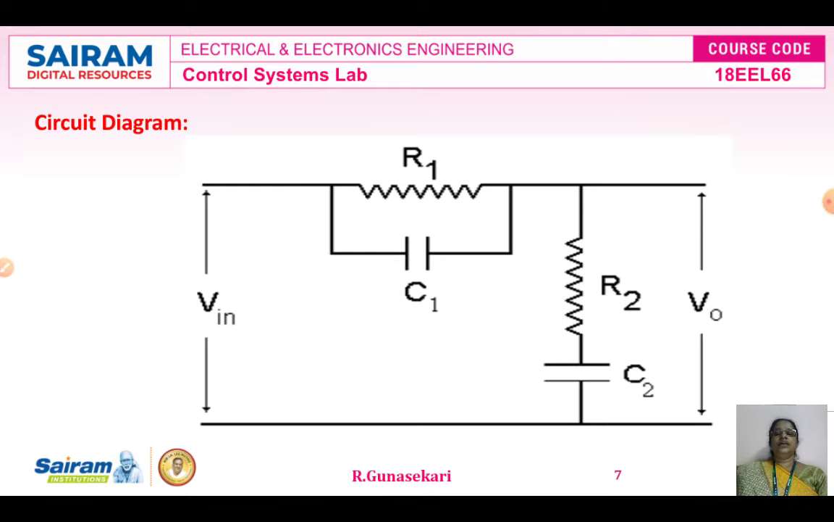Now you see the circuit diagram. The circuit consists of R1, R2, C1, C2, input voltage Vi and the output voltage V0. The resistor R1 and C1 are connected in parallel. The resistance R2 and C2 are connected in series. Both combinations are connected in series. The input voltage Vi is applied to the network using a signal generator. The output V0 is taken from the CRO.